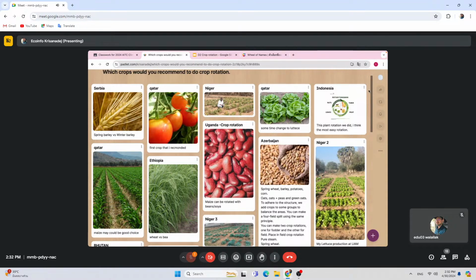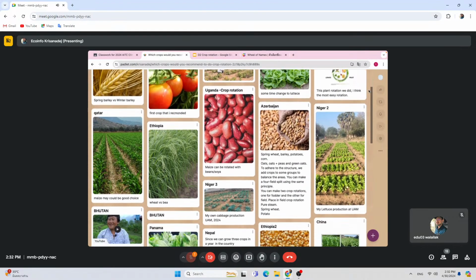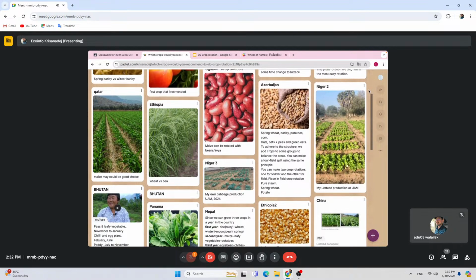But I'm not sure how far to go. Yeah, but I think greenhouses are a good way to control water resources, to get good crops. Okay, that's very nice. Thank you for sharing the information.